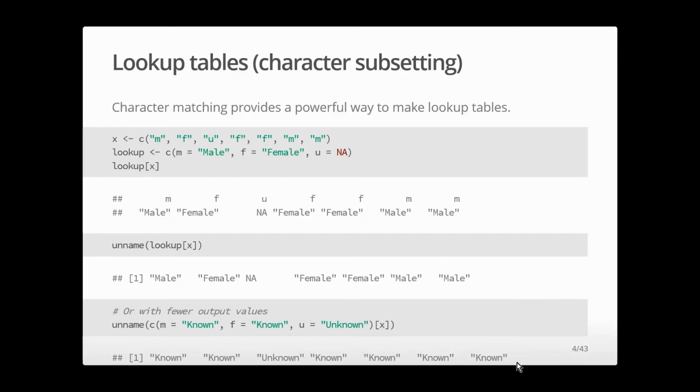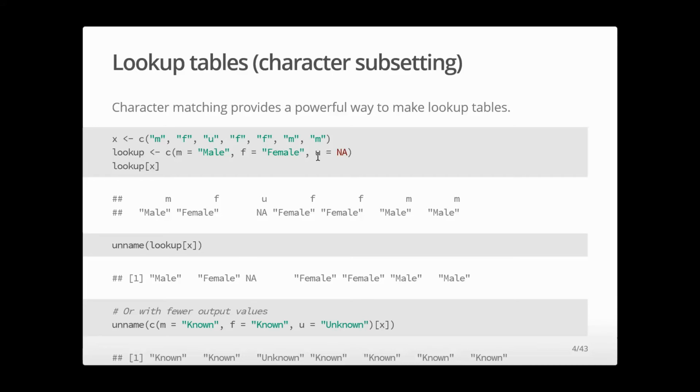Okay. So let's say I've got this vector x. It's got m, f, u, whatever. It's got a bunch of f's. Has a bunch of m's, things like that. If I wanted to turn these from m and f into male and female, or either unknown or something else, we can create a lookup table. Okay. So notice that lookup itself, there's only three things in lookup. There's just male, female, and missing.